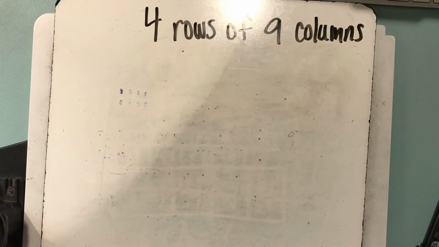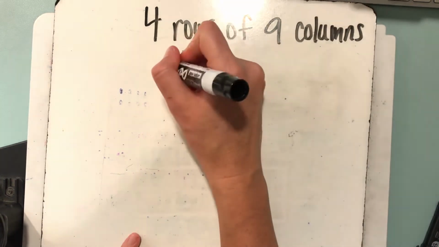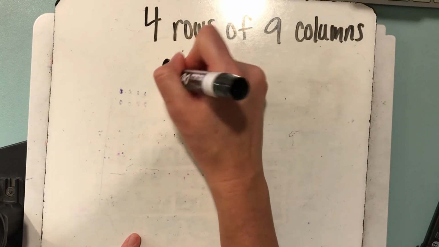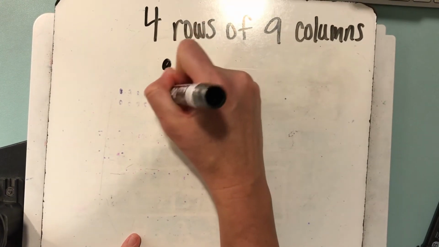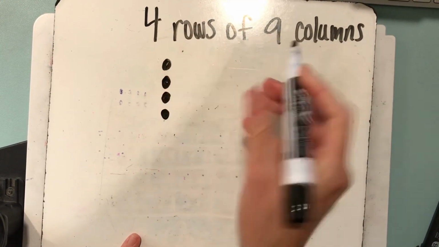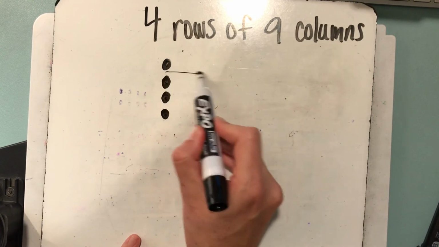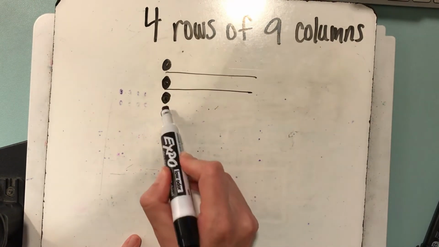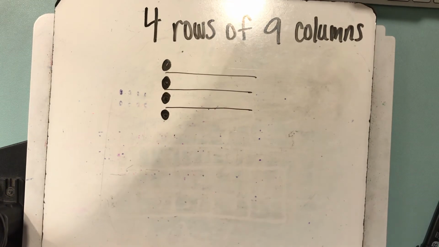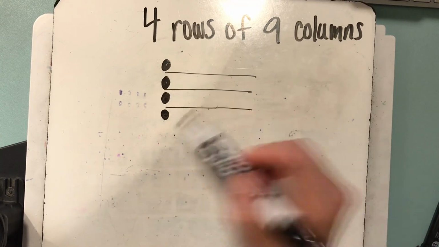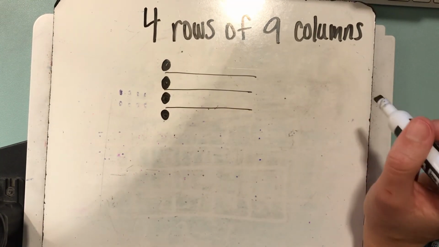So first thing I need to do is draw my array for this. So I know I have 4 rows, so I'm going to draw 4 dots. 1, 2, 3, 4. I like to draw lines just so I know that this is representing a row. And that just helps me to keep my dots in order. You don't have to do that if you don't want to.